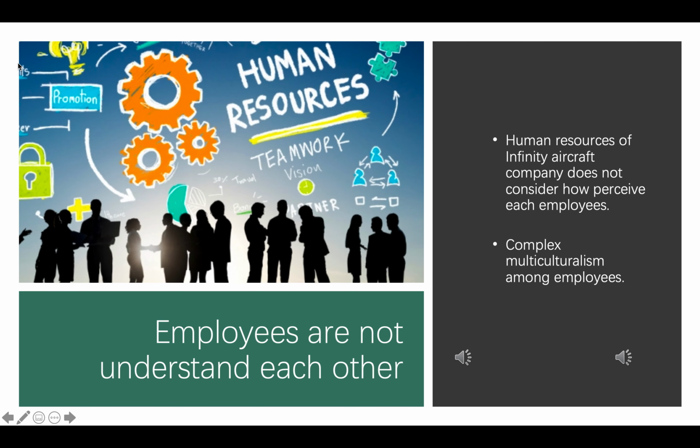The company's second problem in diversity management is the lack of understanding between employees. There are two reasons for this problem. The first is that human resources of Infinity Aircraft Company don't consider how to perceive each employee. Roger Cairns believes that companies need to strengthen employee relationship management and improve employee satisfaction so that they can get sufficient benefits and development. The most important factor that affects employee relationships is communication. Communication, an important aspect of company culture, helps establish positive employee relationships to attract and retain good employees, and establish harmonious employee relationships.